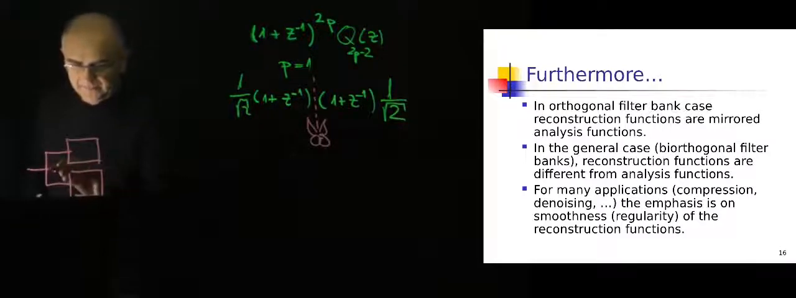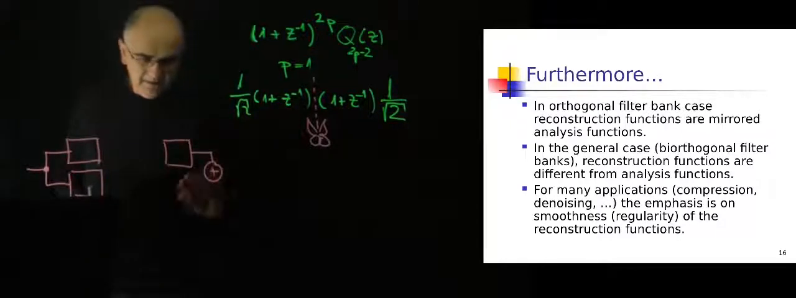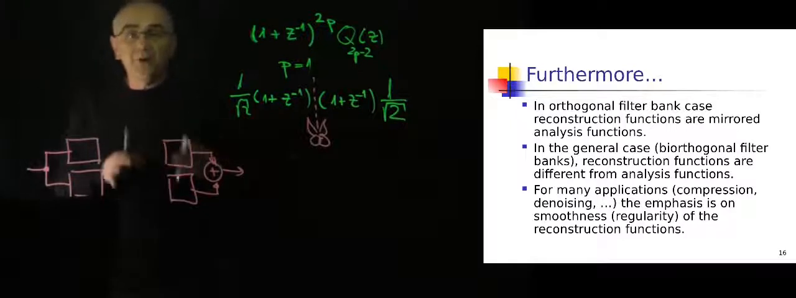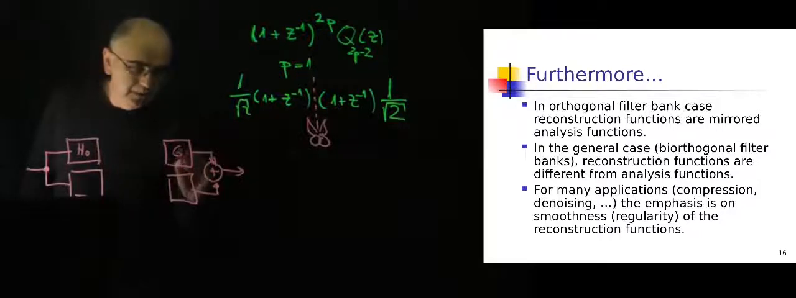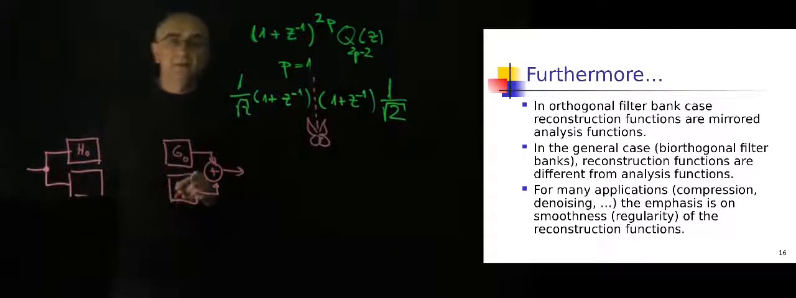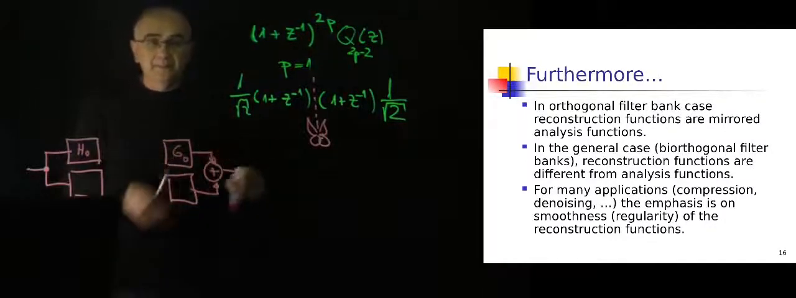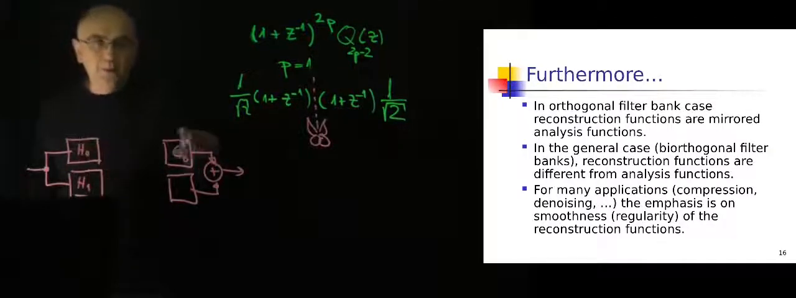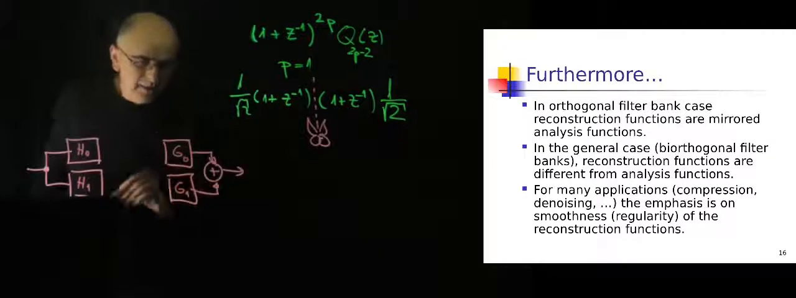So we had a low pass branch. I will follow the same notation as in this lecture. So here I'm going to put H0 and here I'm going to put J0. Okay. And the other pair in the second channel was H1. So if this is a low pass branch, this is a high pass branch, H1 and J1.